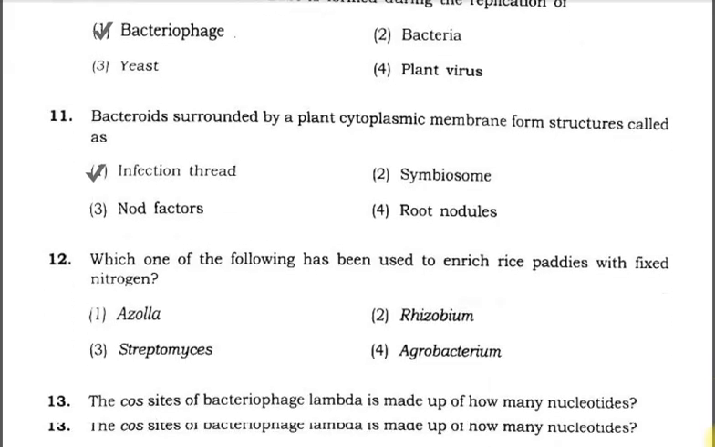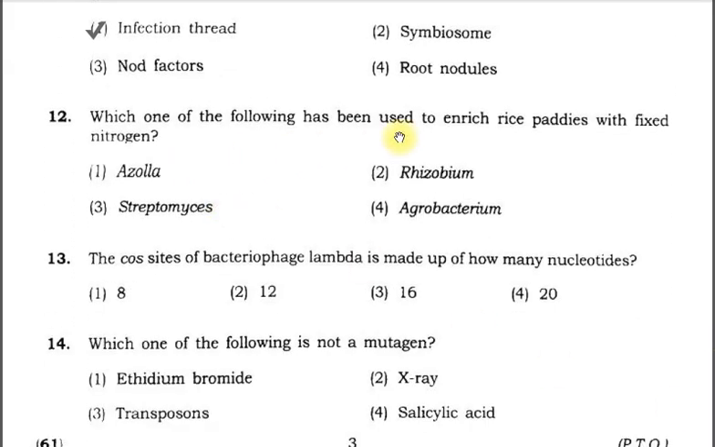The question number 12. Which one of the following has been used to enrich rice paddies with fixed nitrogen? 1. Azolla, 2. Rhizobium, 3. Streptomyces, 4. Agrobacterium. The correct one is option 1, which is Azolla. Azolla is a freshwater fern which forms symbiotic nitrogen fixation via the cyanobacteria, and they enrich the soil with nitrogen.